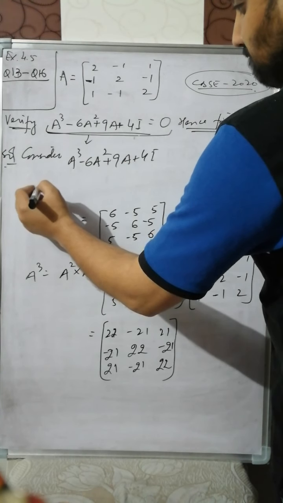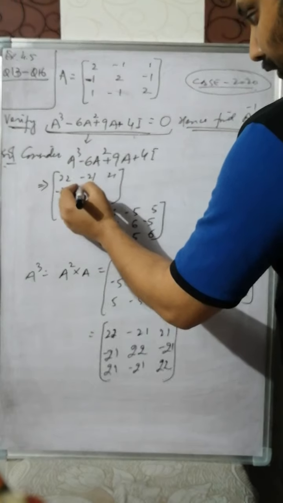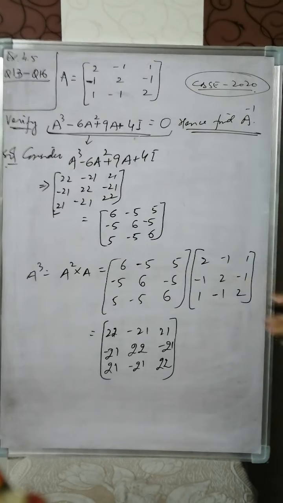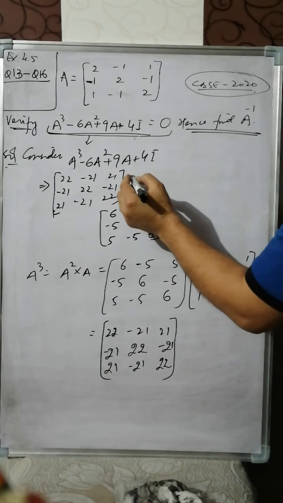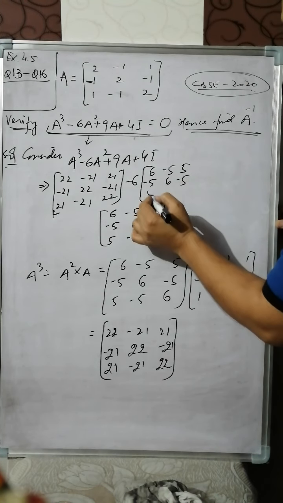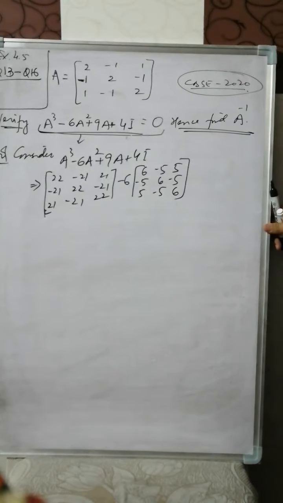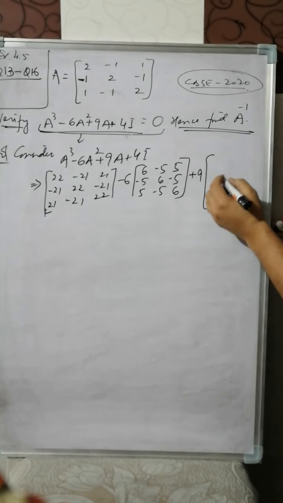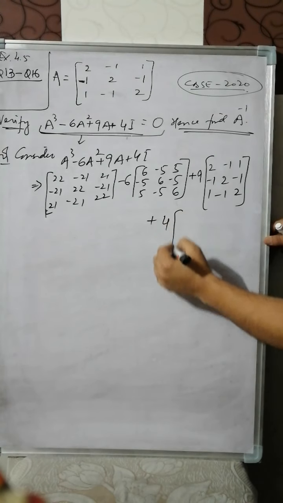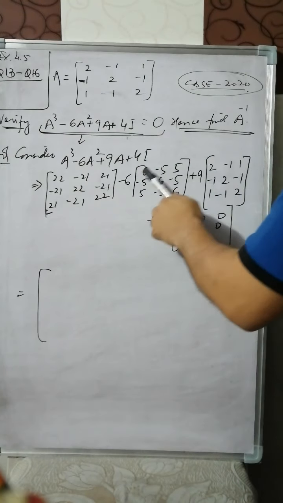Okay, so this will be A cube: 22, minus 21, 21; minus 21, 22, minus 21; 21, minus 21, 22. Okay, and then it will be minus 6 times A square, which is 6, minus 5, 5; minus 5, 6, minus 5; 5, minus 5, 6, right. And then after this we have to substitute the value of 9A. 9 into A is what? 2, minus 1, 1; minus 1, 2, minus 1; 1, minus 1, 2, plus 4 times identity, 1, 0, 0; 0, 1, 0; 0, 0, 1. Now what will happen is when you solve it, this is 22 minus 36.